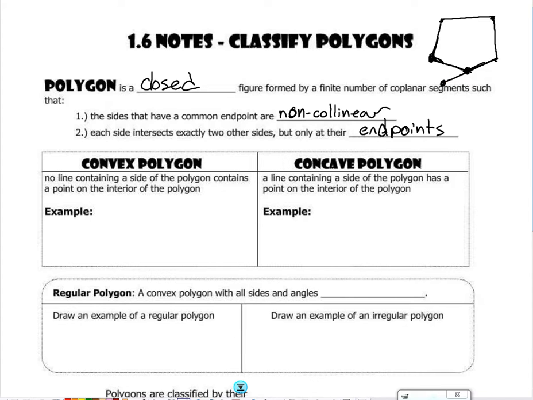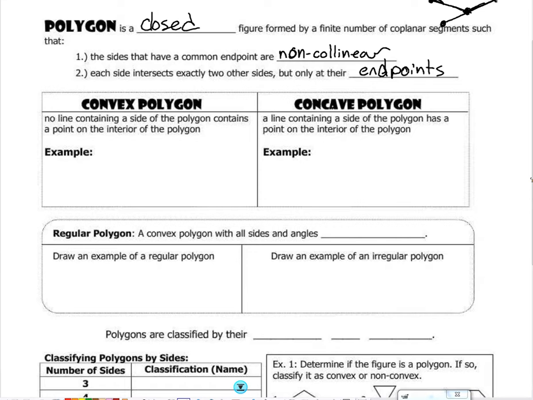So within that polygon family, we have two different types of polygons, the convex and the concave. Convex: no lines containing a side of the polygon contain a point on the interior of the polygon. As I draw a figure that would be convex, for example, this pentagon, when I draw those segments, none of those segments are going to contain a point in the interior of the polygon. So when I draw this line, not on the inside, not on the inside, not on the inside, always on the outside or on the edge or the segments of that polygon. Concave is when I do have interior points.